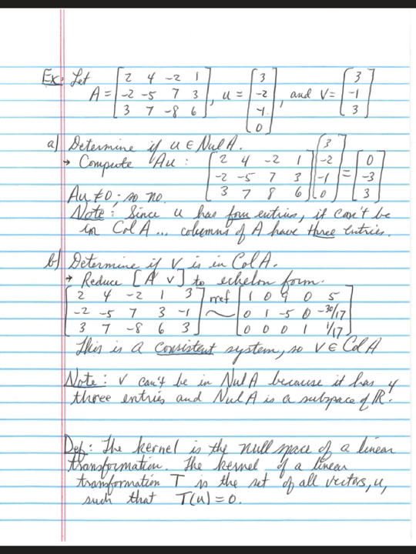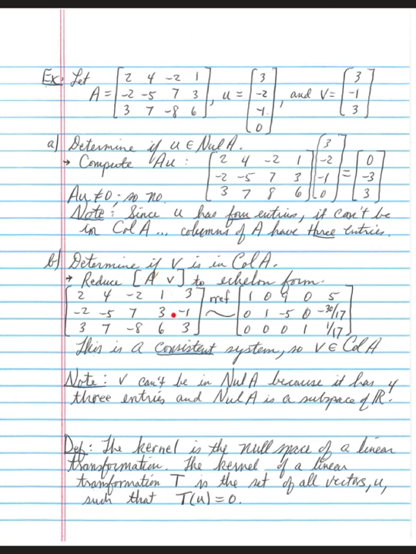Part B, determine if V is in the column space of A. Now it could be because each column of A has 3 entries, and so does V. So that part's good. Set up A x equal to V, because by definition of column space, this has to lead to a consistent system, or it has to be the answer for some vector x. Reduce the augmented matrix [A V] to echelon form.